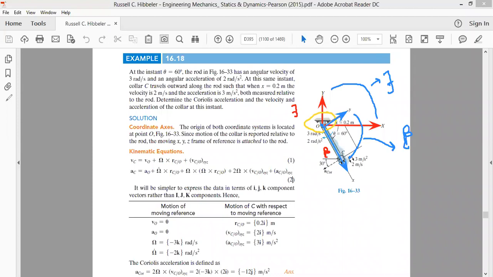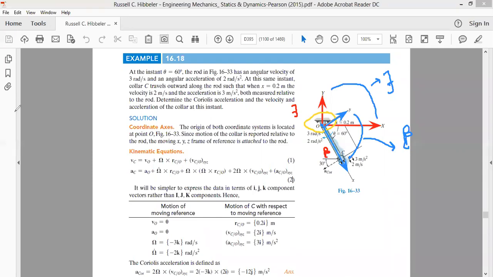So we will write velocity of, from the previous equation, velocity of collar C with respect to ground becomes equal to, okay, or I will first write the standard equation with which I will compare it.